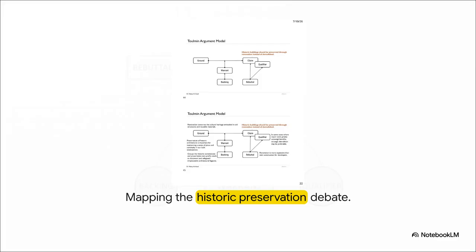So the crucial point here is how the underlying philosophy acts as the glue. Our claim is that historic buildings should be preserved. Our grounds point out that renovation conserves cultural heritage and reusable materials. But look closely at the warrant bridging that gap. Preservation of historic architecture is important for maintaining a sense of place and continuity in our built environment. That is the assumption, the logical link, that validates moving from the facts of conservation to the actual demand for preservation. If your audience doesn't accept that warrant, well, your whole argument crumbles.